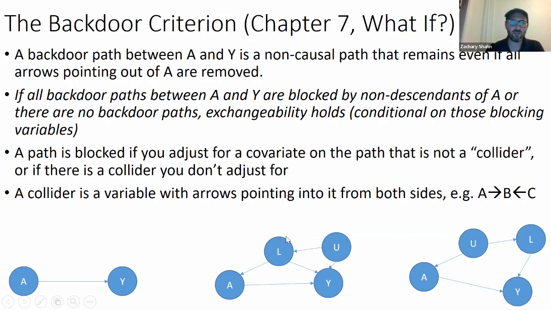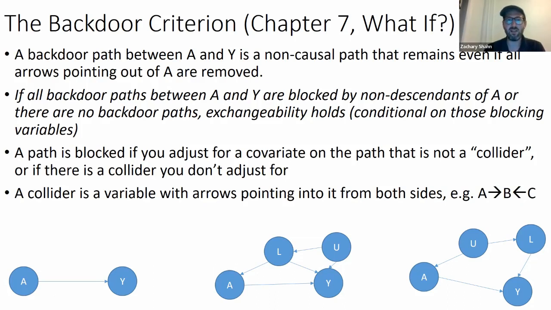So for example, here L, if you condition on L, you block all the backdoor paths between A and Y in this graph. ALY blocked, right? ALUY blocked by conditioning on L. You can think of it as backdoor paths induce associations between A and Y that are spurious, like they're not from the causal effect of A on Y. And if you block all of those, if you condition on all of those, then the only remaining association between A and Y is going to be due to the causal effect of A on Y.